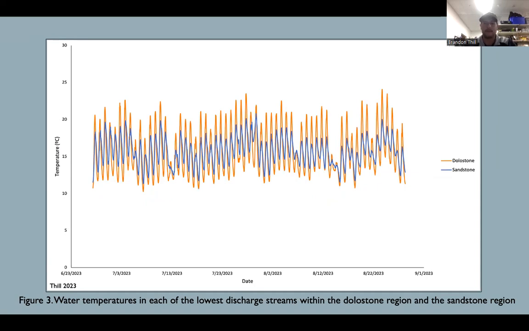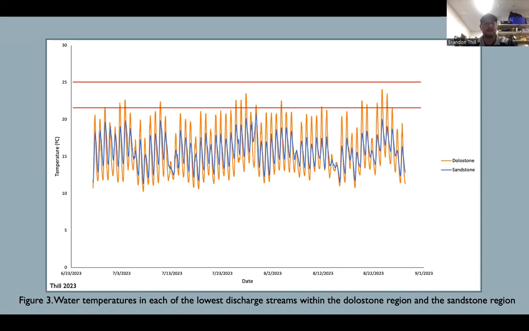Now, this variability in itself can cause stress on a fish. Whereas in our sandstone stream, the environment is relatively constant, providing a more stable environment and allowing them to live a little bit more stress-free. I can also add that 22 and 25-degree limit back on there. And again, just how often that dolostone stream approaches, if not crosses, that preference limit becomes very apparent here.